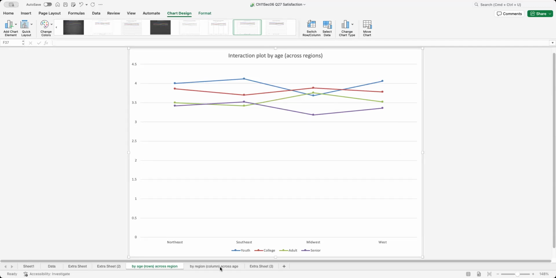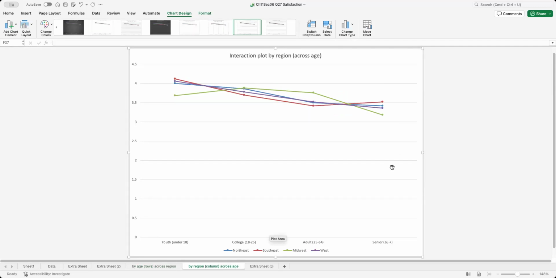If I go the other way, again, there's a substantial amount of crossing over. Here, the colors indicate which region I'm in. And the dots are youth, college, adult, and senior left to right. If interaction is low, these plots are parallel. The further apart they are, the more that effect matters. Remember, we said region didn't matter very much? Notice how close all these lines are? But there is still some crossing over. So there's some interaction here, in spite of the fact that this effect isn't big.